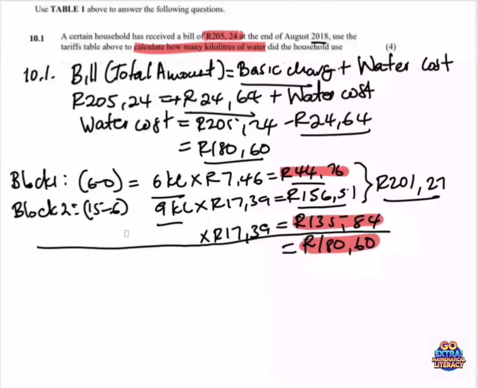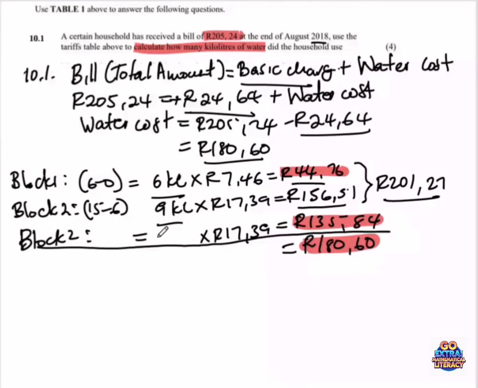Now we need to sort out the same block. We're still on block number 2. We need to find how many kiloliters we need to multiply with 17 to give us this amount here. So we need to find that.